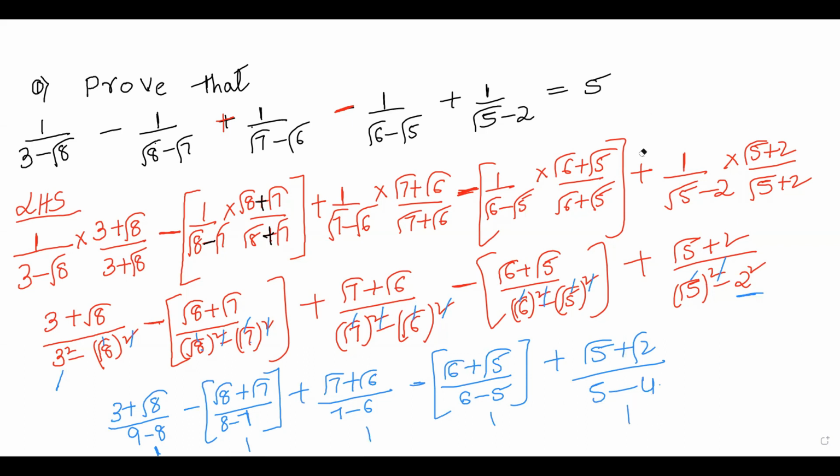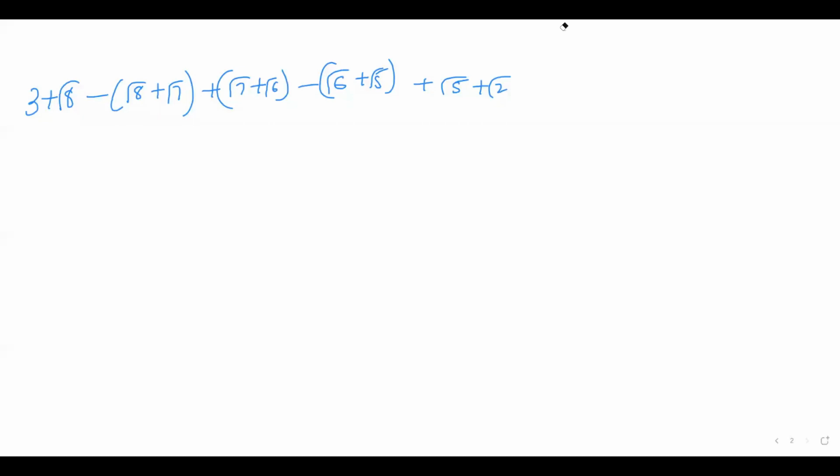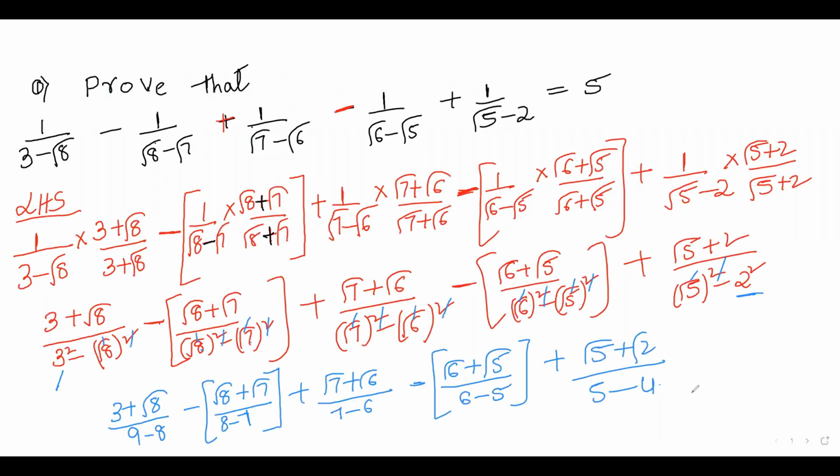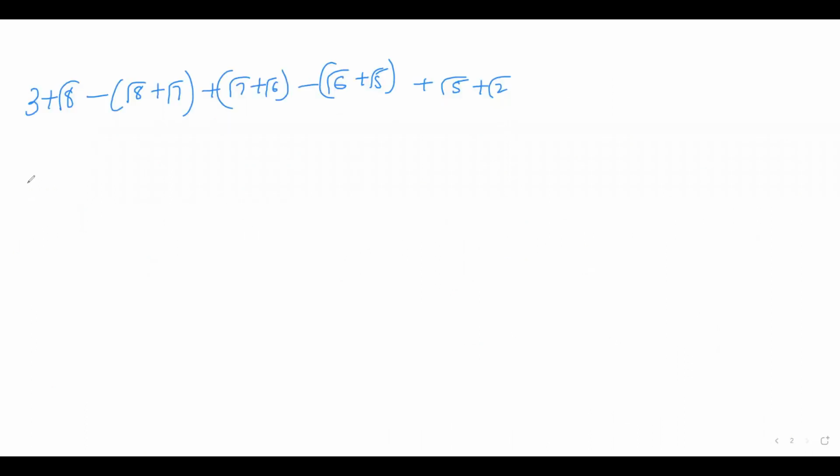So we need not write the denominator in the next step. We have to write only the numerator. I will be writing the whole numerator in the next page. I have written the whole numerator. I am not writing the denominator. Why? Because in every term the denominator is 1. So this is the numerator.